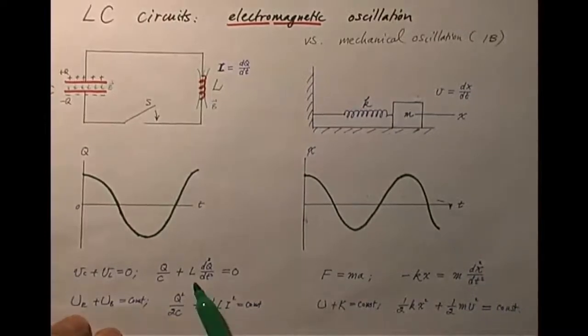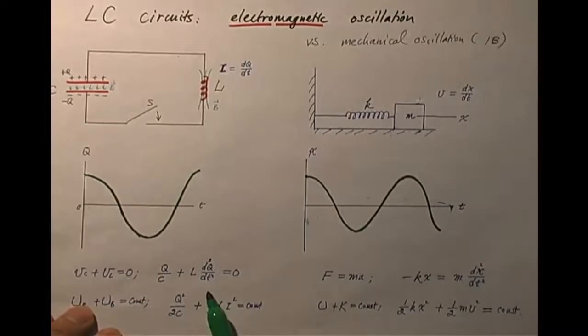Now, look at these two equations. This is the equation of motion of the mechanical system, and this is the Kirchhoff rule applied to the LC circuit. If I move this term to that side, then you see they really match very well. In particular, Q replaces x, and the second derivative of Q is, of course, the second derivative of x. L replaces m. That's the parameter in front of the second derivative.